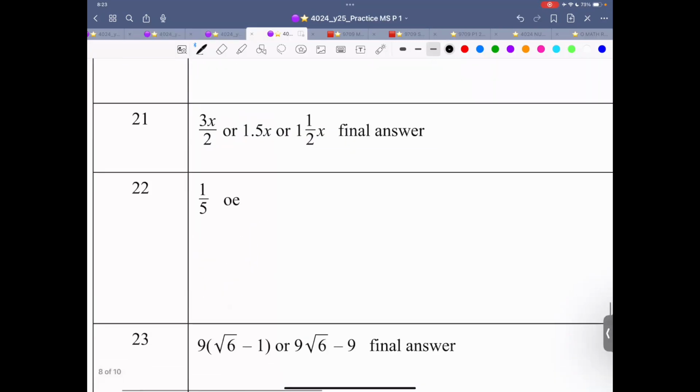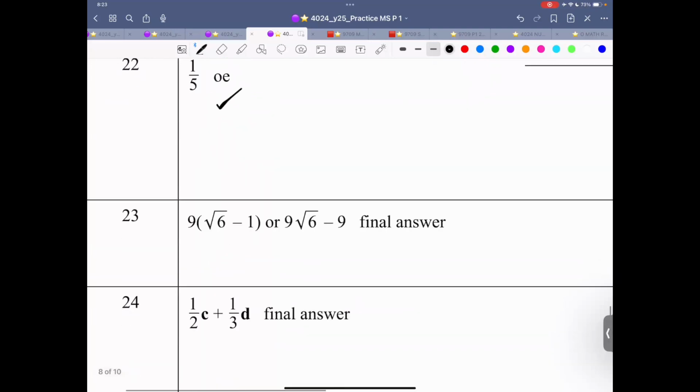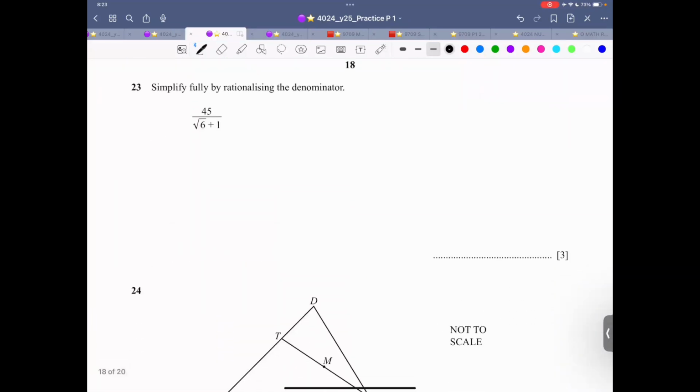So hold for a second. 3x over 2, that is correct. 1 over 5 is correct. Now, I think the last two questions.